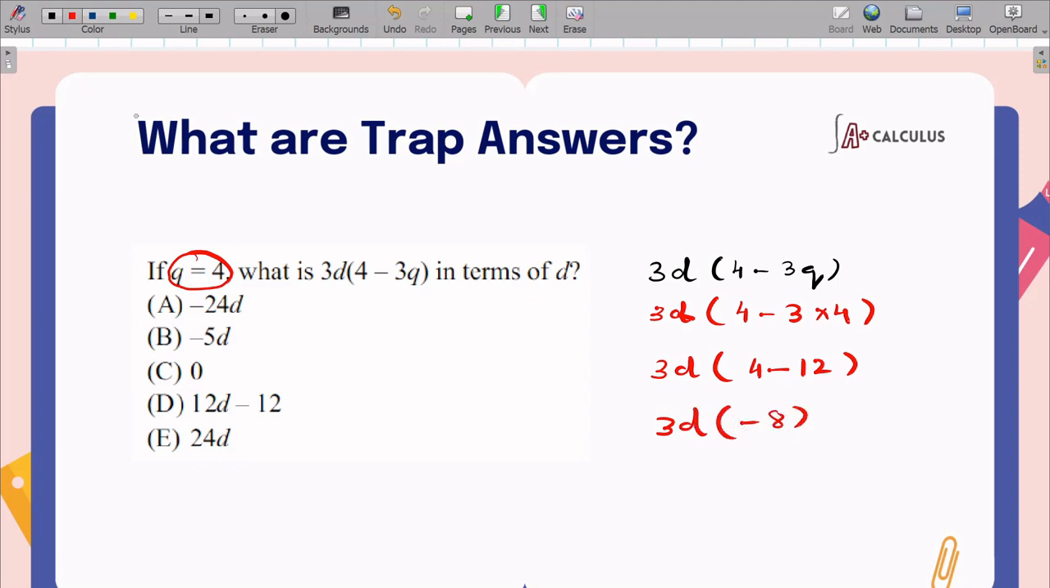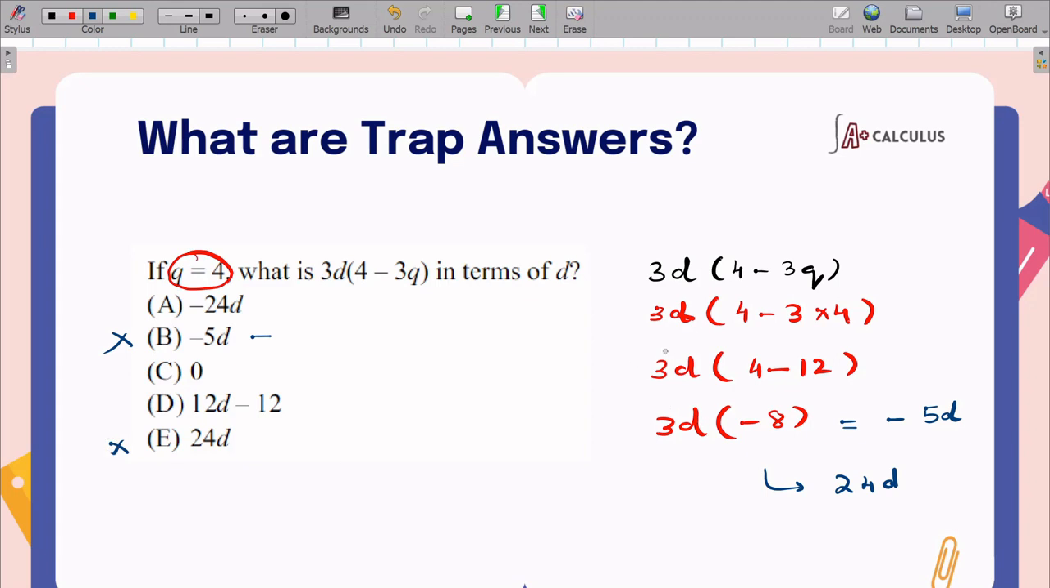Now this step is really crucial. After this step, most of the students will make a mistake. If you mistake this with subtraction, you would get negative 5d. If you do 3d minus 8 and you think there is a d here, you would do negative 5d and you would get option B as correct. If somehow you ignore this negative sign and you multiply with positive 8, you will get 24d, which is option E, which is not correct again.